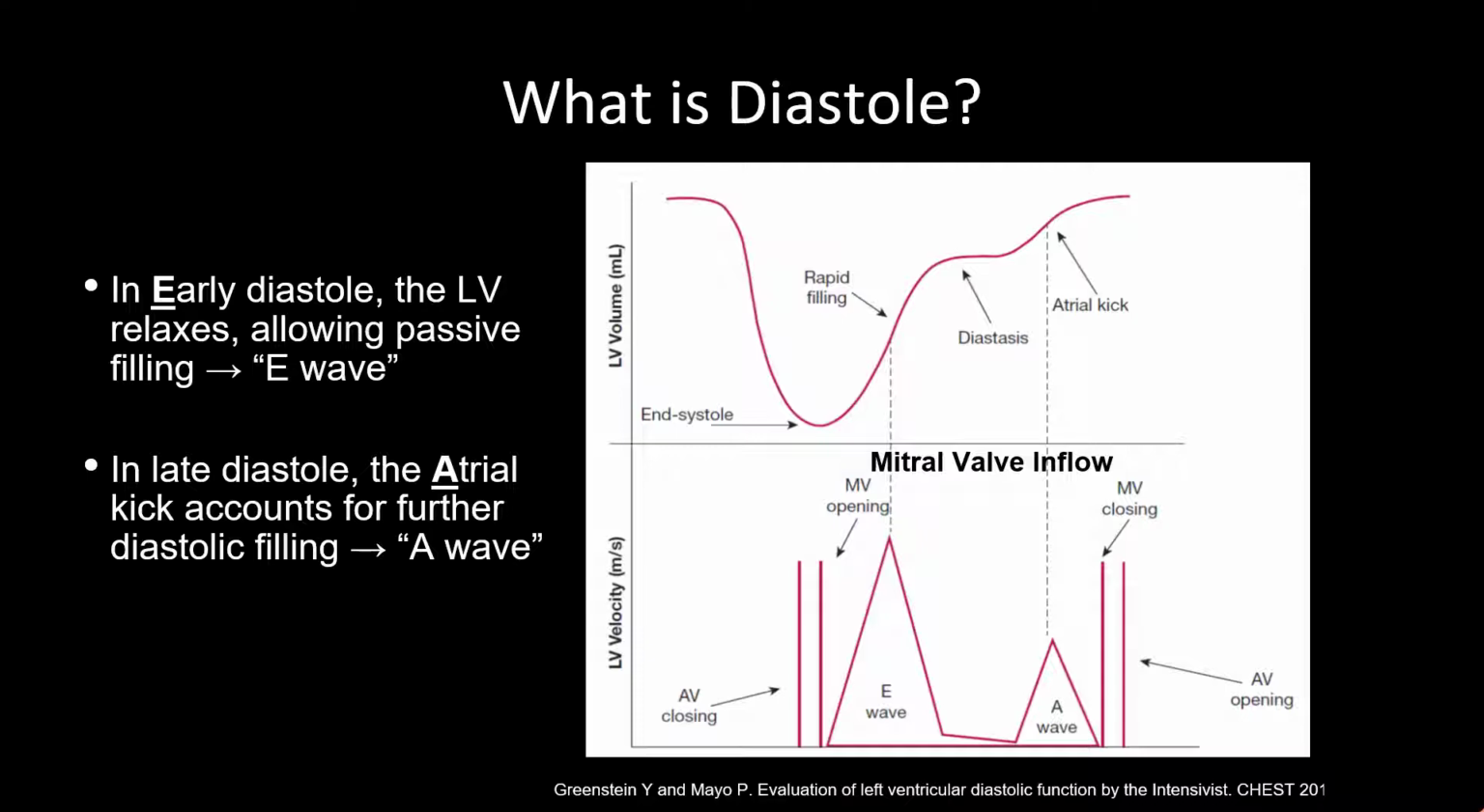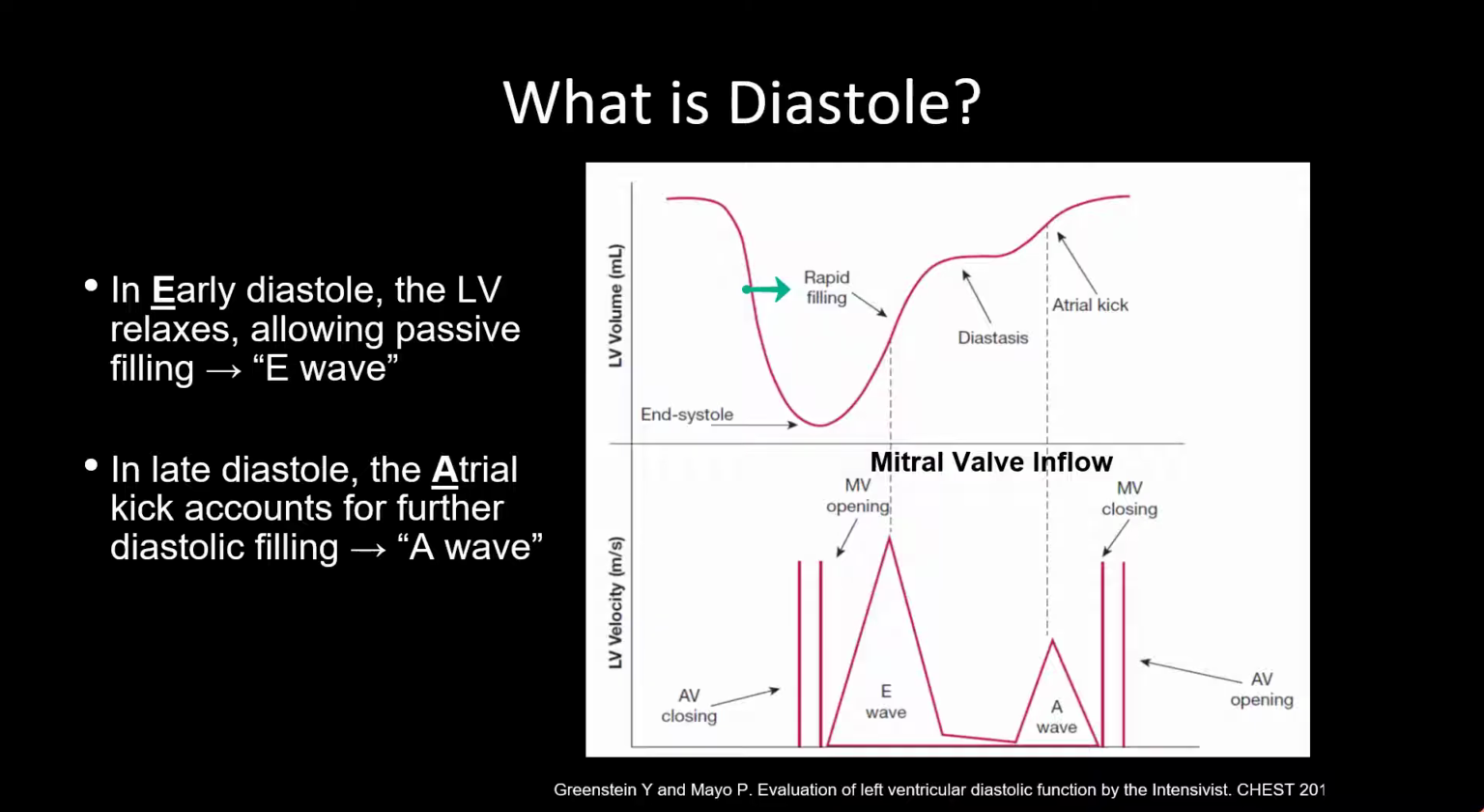Let's talk a little bit about diastole. Now, this is a dense slide, but it's an important one, so I want you to stay with me because it'll provide you with the framework for understanding diastology. We have a depiction here of the changes in LV volume and velocity across the mitral valve during diastole. As you may recall, diastole begins with the opening of the mitral valve. In early diastole, we have a rapid filling phase allowing for passive blood flow from the left atrium into the left ventricle.